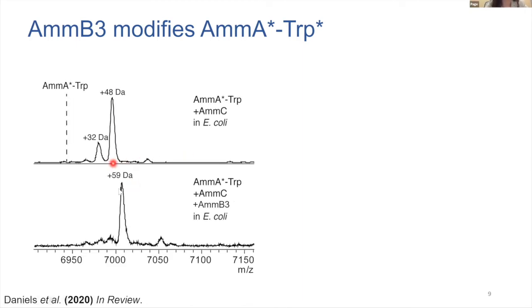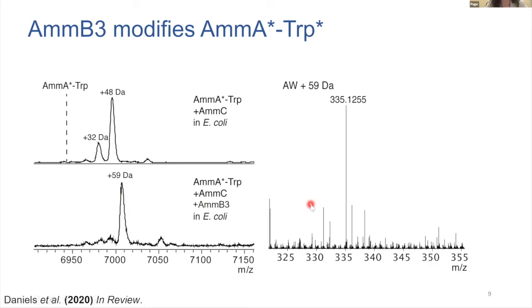But what we observe is a plus 11 Dalton shift. And there is no amino acid that you can add that would give a mass shift of plus 11 Daltons. So this was a bit puzzling to us. And we were able to corroborate that it was indeed a plus 11 Dalton shift to the C-terminal fragment. But we needed to figure out what this 11 Dalton shift was.